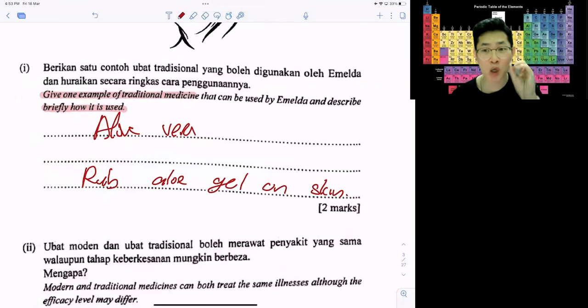So this kind of question, when you ask about traditional, it's quite common sense, and then you can actually give your own answer. Even if you say you cut and put the liquid on your hand, also can. Okay.